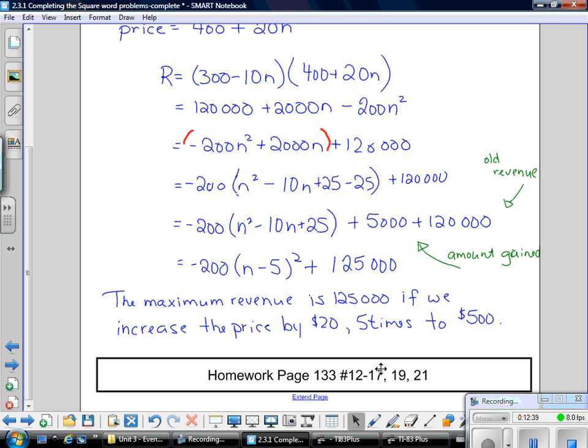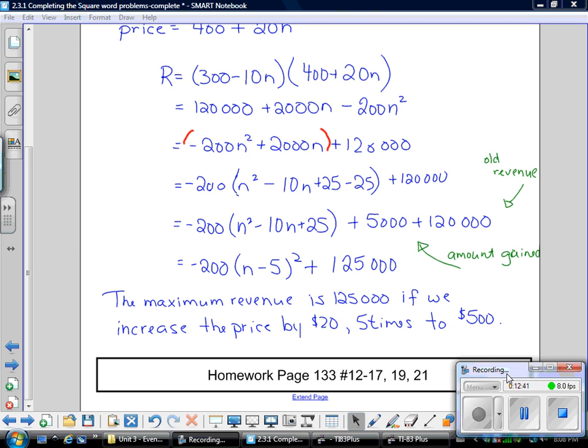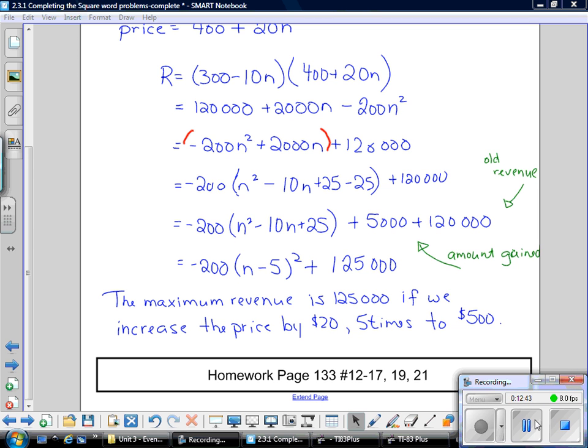Okay, some word questions for you to work with. Make sure that you're working with your group, and remember, I'll be around to answer any questions.